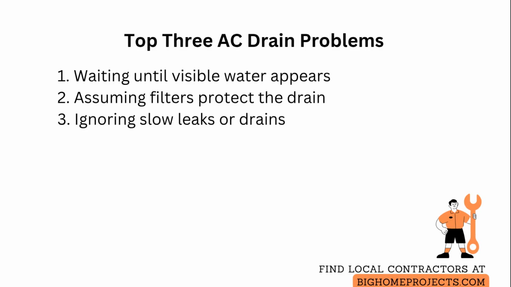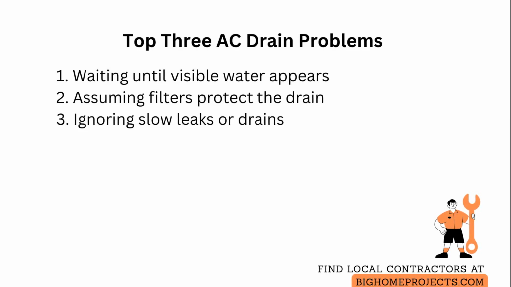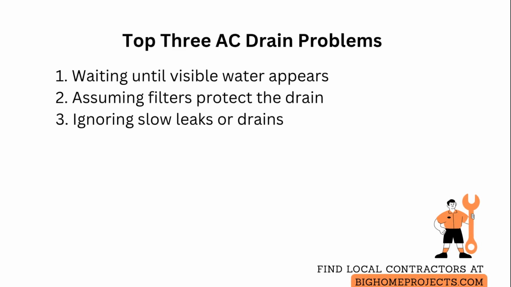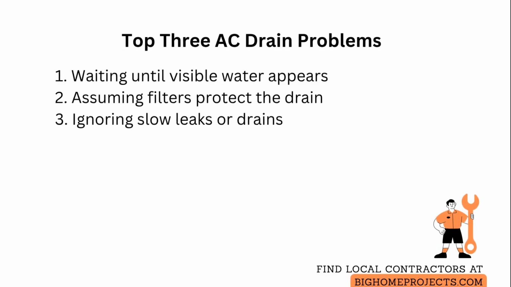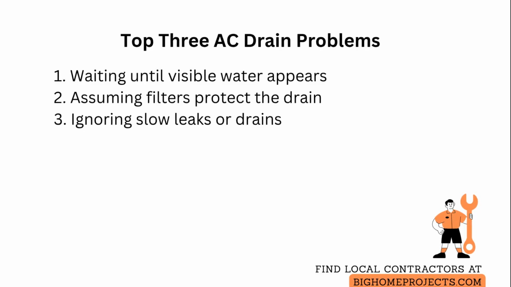Another issue is ignoring minor leaks or slow drains because they seem manageable. Address slow drainage immediately by locating the low spot or kink in the line and correcting the slope or replacing the soft tubing to restore full flow.